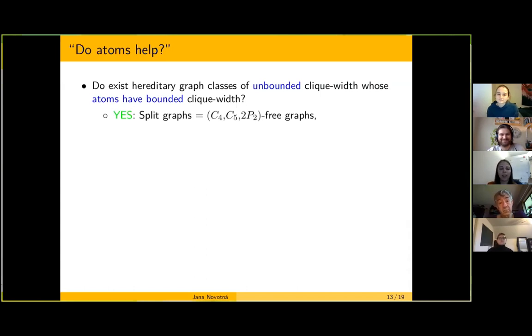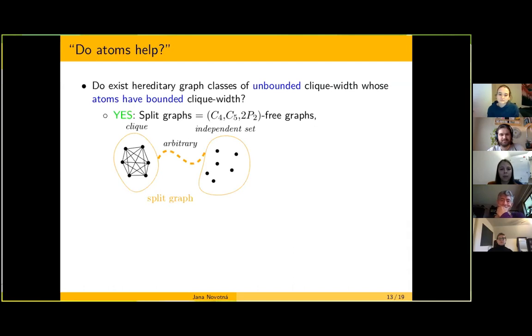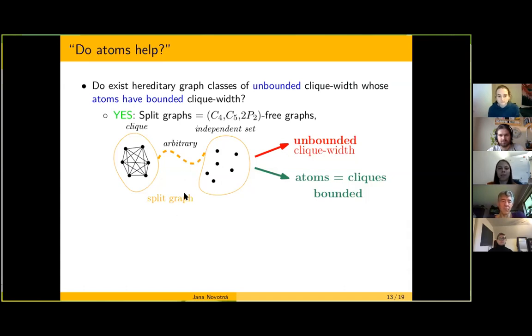So we can look at split graphs, which is a class of graphs which has a clique on one side, an independent set on the other side, and an arbitrary relation between them. And Makowsky and Rotics showed a long time ago that this graph class has unbounded Clique-width. But think for a while about how atoms look like here.